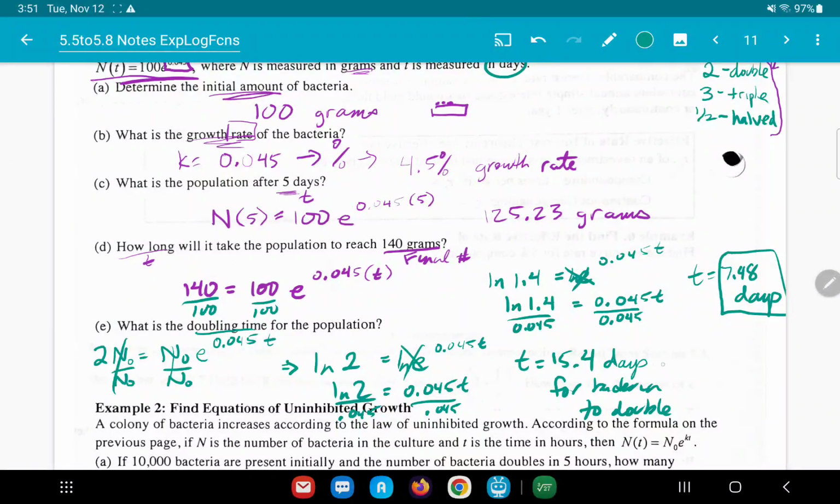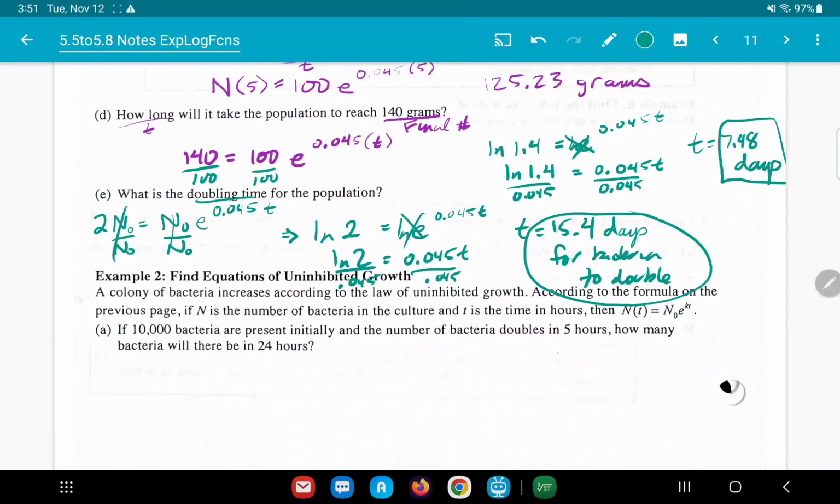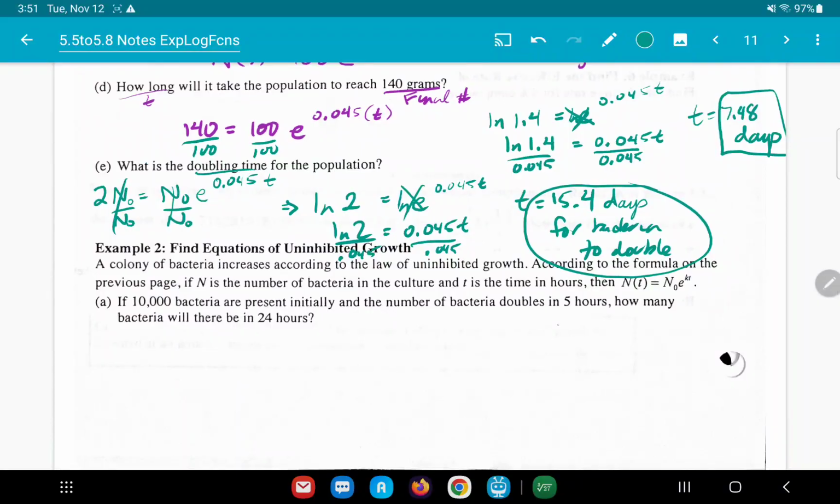Just like that. Okay. All right, let's take a look at the next example here. Again, we're using the same basic formula, PE to the RT or NE to the KT, whatever you want to call it. It really does not matter. All right, so let's see here. If 10,000 bacteria are present initially, so we know that the 10,000 represents n sub 0, and the number of bacteria doubles in 5 hours, how many bacteria will there be in 24 hours?